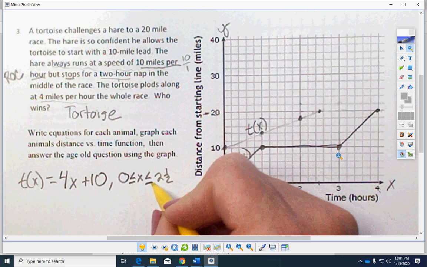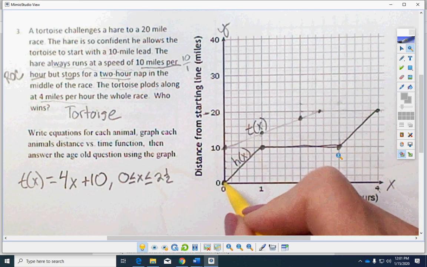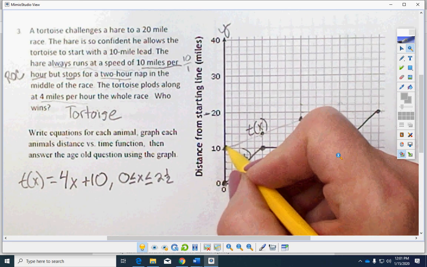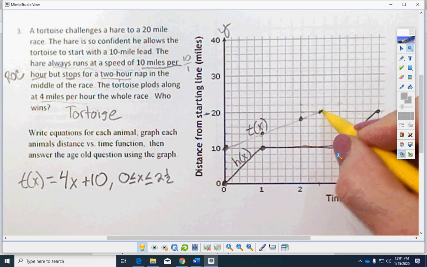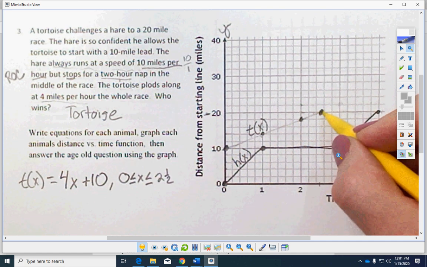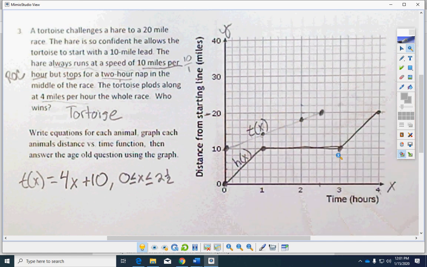I would say it's equal to in both spots. At 0 time, he really is here at 10 miles. And at 2.5 time, he really is here at the 20-mile mark.